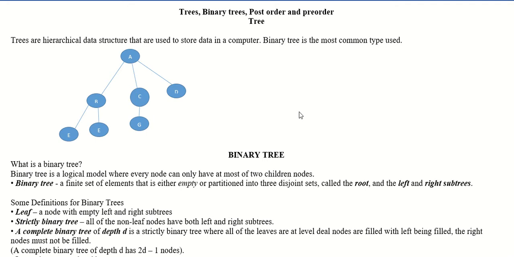Today we are going to discuss trees, binary trees, post order, pre-order, and in order. The first thing you need to know is that trees are a hierarchical data structure that is used to store data in a computer. Binary trees are among the most common types used in computer data storage.